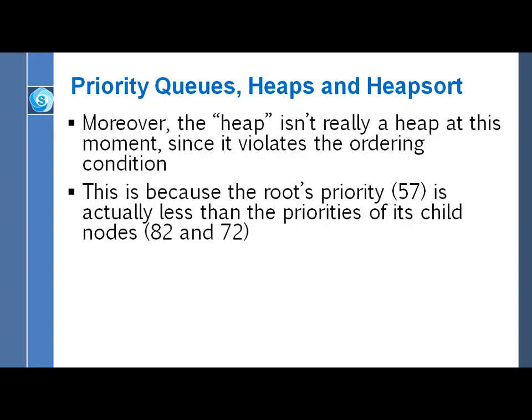Among these three nodes, the node that has the highest priority is the left child. The left child has priority 82. So we do a swap. We swap the root node with its left child. And as we do that, the new root has priority 82. It has a left child with priority 57 and a right child with priority 72. So let's pause and see what things look like conceptually at this point.